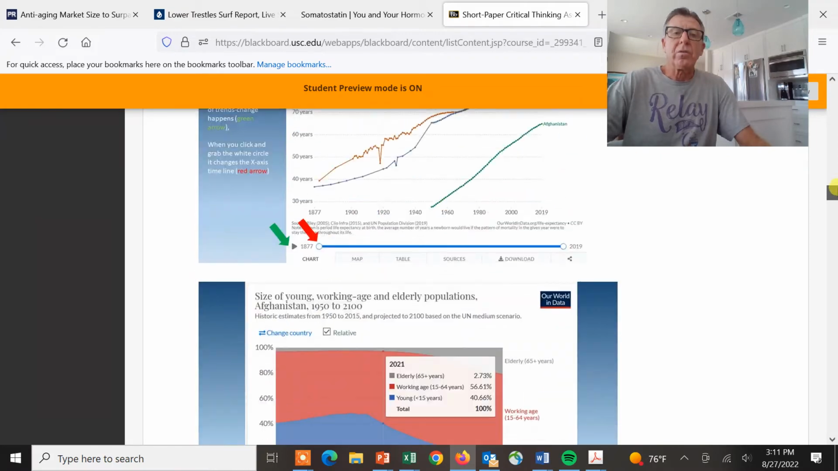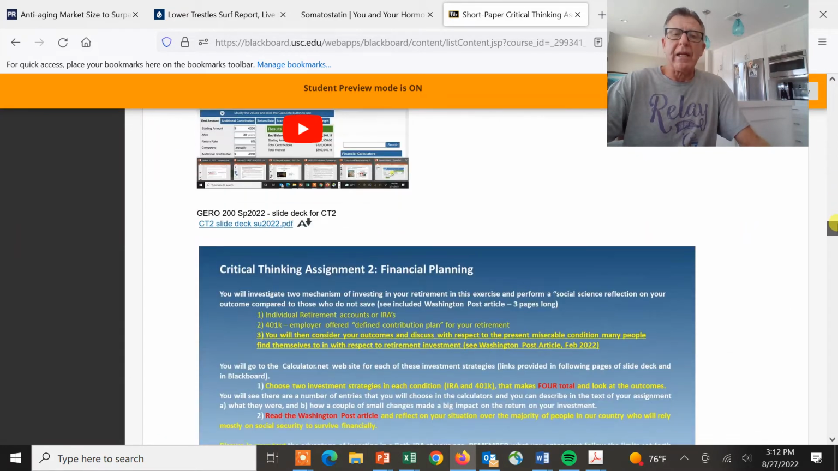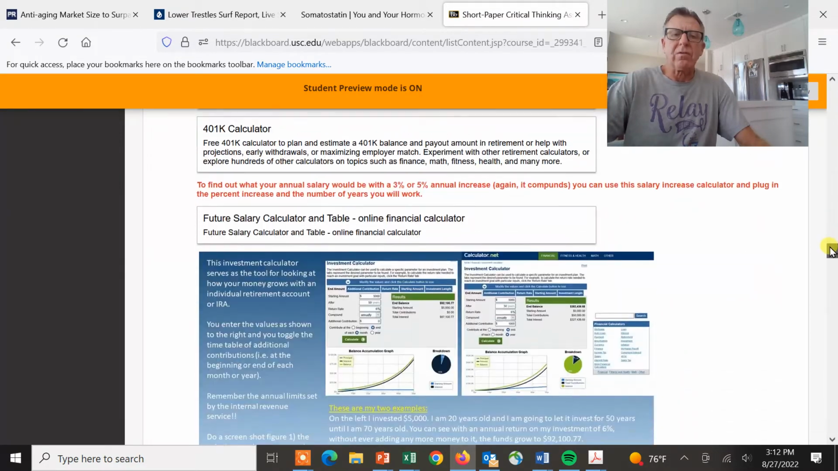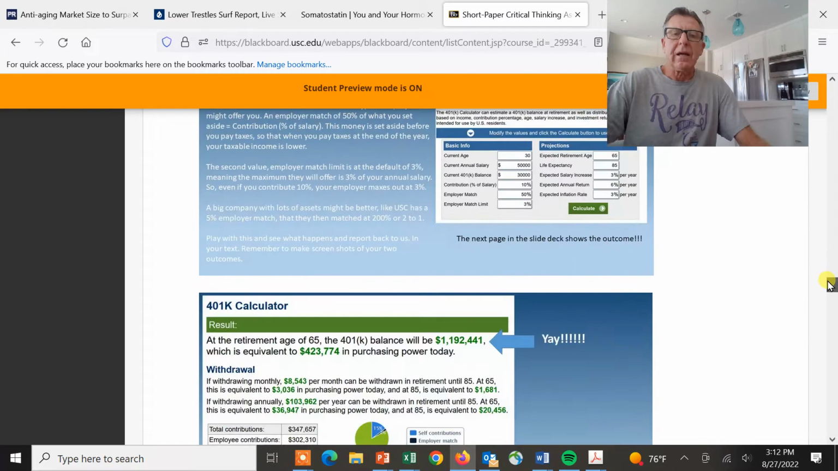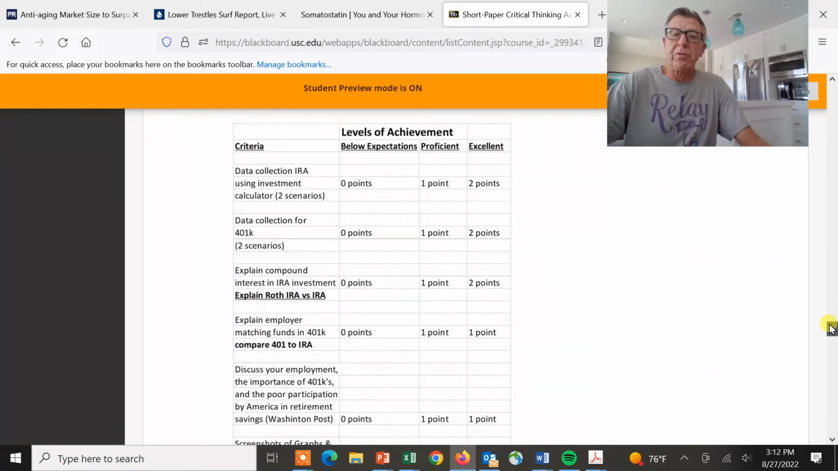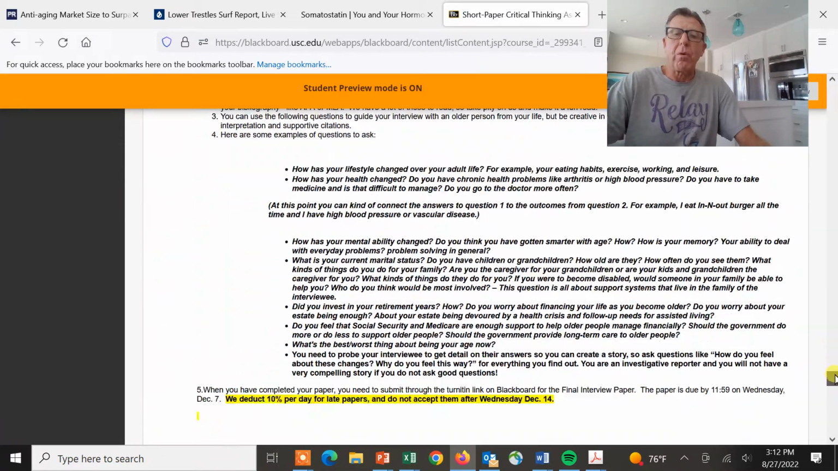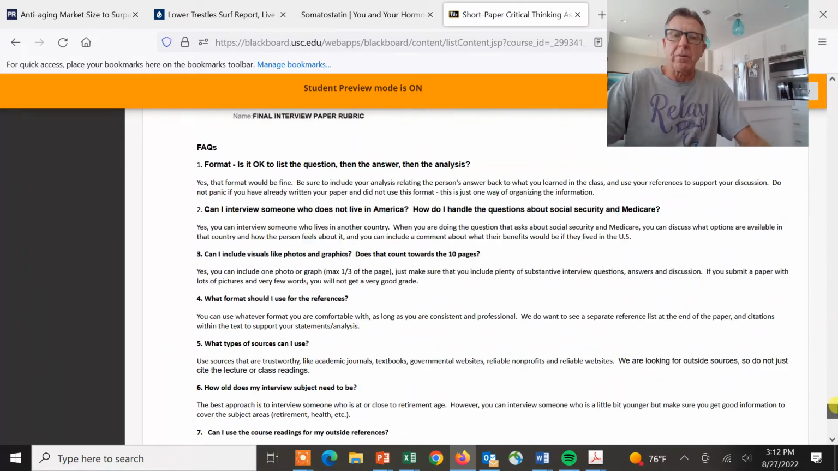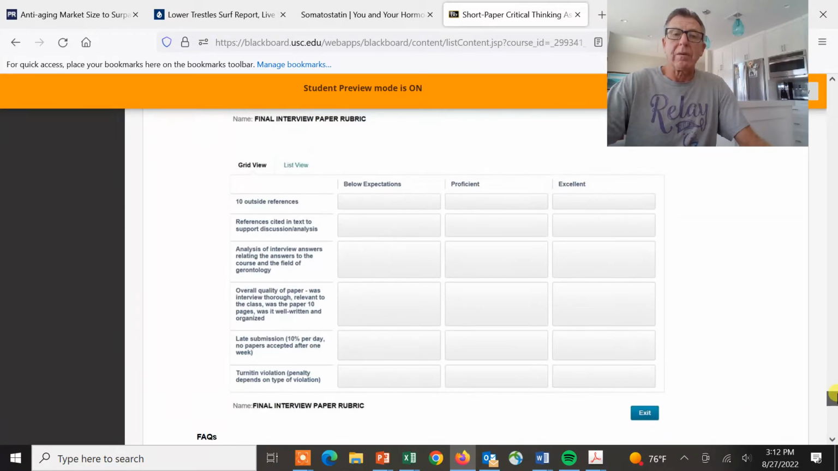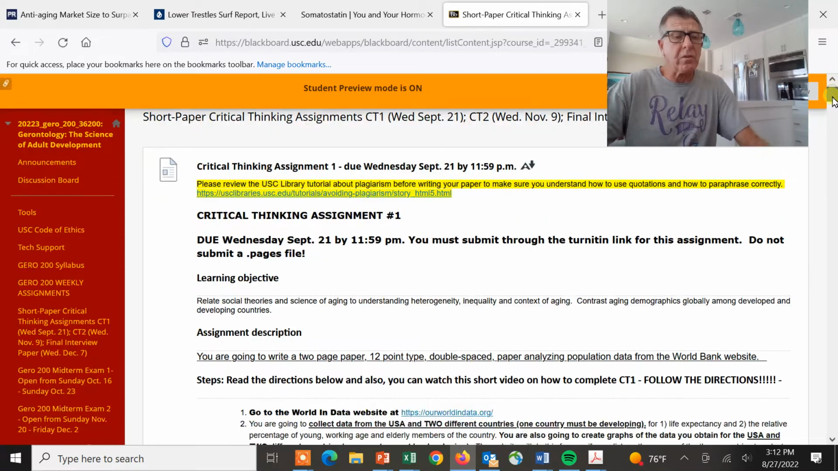All right, here's critical thinking assignment number 2. Okay, so it's a financial planning exercise. Okay, and again, there's lots and lots of instructions on how to do it. Okay, and then we come down way down here, and there it is again. Okay, there's the rubric for grading. Okay, 10 points possible. Same drill in the end for the final interview paper. All right, boom, boom, boom, boom, boom, and there's a grading rubric right there. Okay, awesome. Now, so those are the assignments that students have to do.